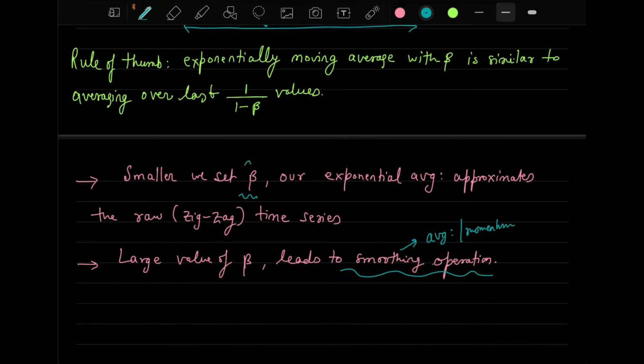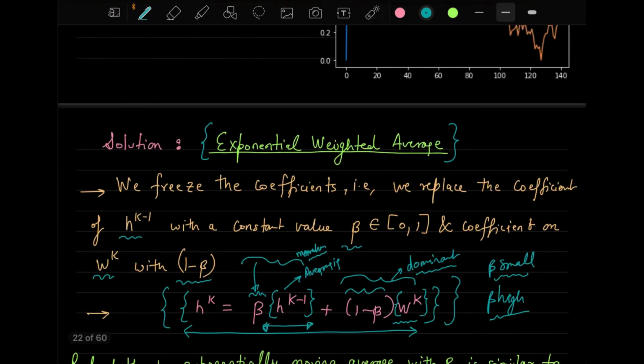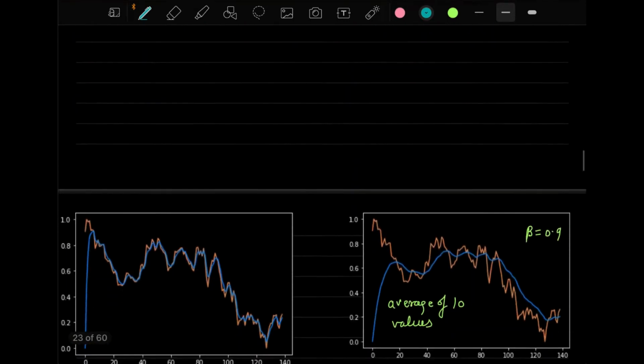But when your beta is small, it will be a raw and zigzag behavior in the time series, because you can see it's a complete zigzag pattern. So that's why when your beta is small, there will be more emphasis on zigzag situations. So let us see that.